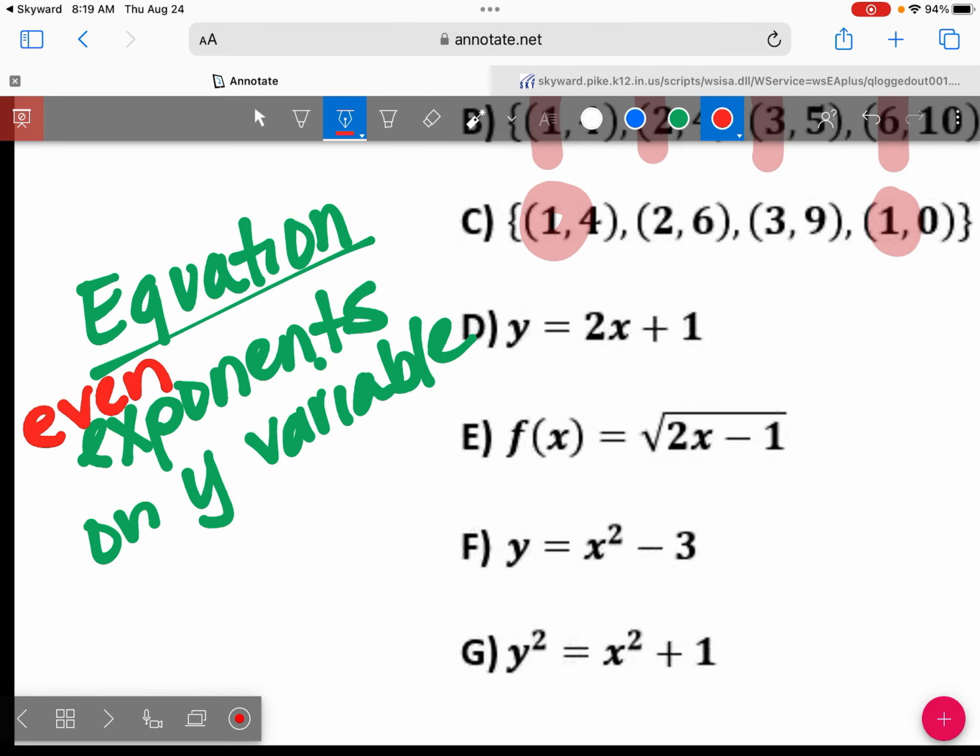So when we look at these, only one of these is a no. Don't say it out loud, but look at equations D, E, F, and G. One of them is a no, because one of them has an even exponent on Y, which makes it not a function. And that would be this one here. So this one is a no, and these 3 are yeses.